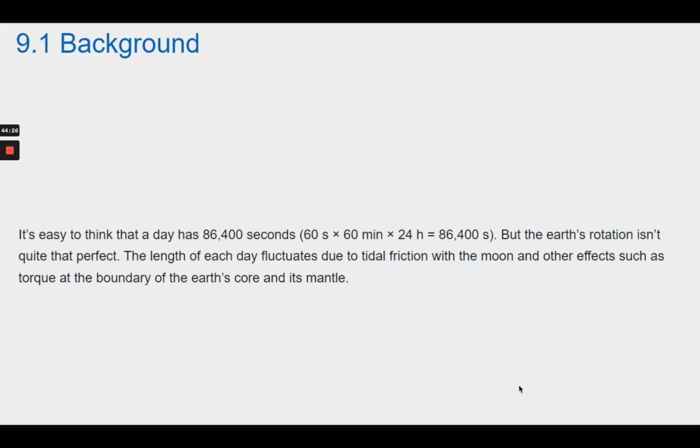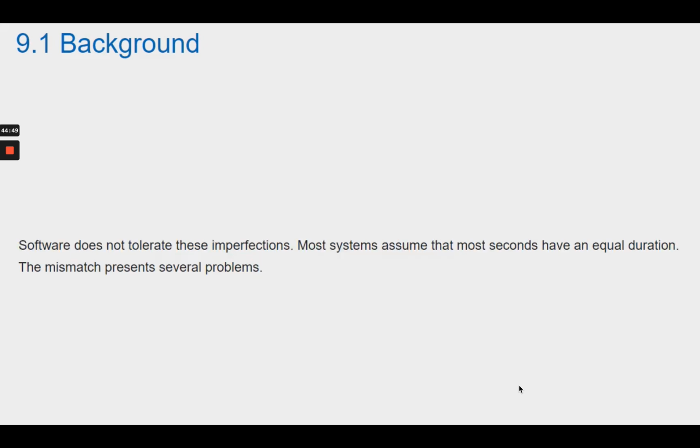Section 9.1, Background. It's easy to think that a day has 86,400 seconds, or 60 seconds times 60 minutes times 24 hours, which equals 86,400 seconds. But the Earth's rotation isn't quite that perfect. The length of each day fluctuates due to tidal friction with the moon and other effects such as torque at the boundaries of the Earth's core and its mantle. Software does not tolerate these imperfections. Most systems assume that most seconds have an equal duration.